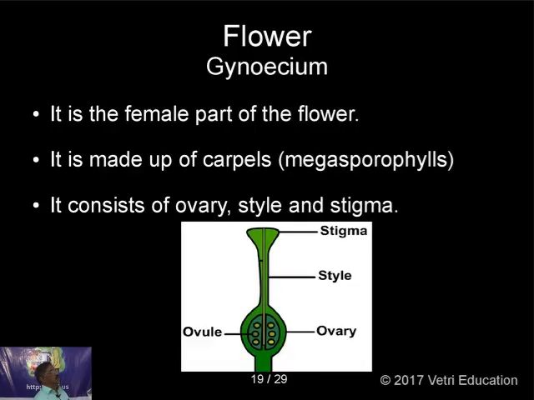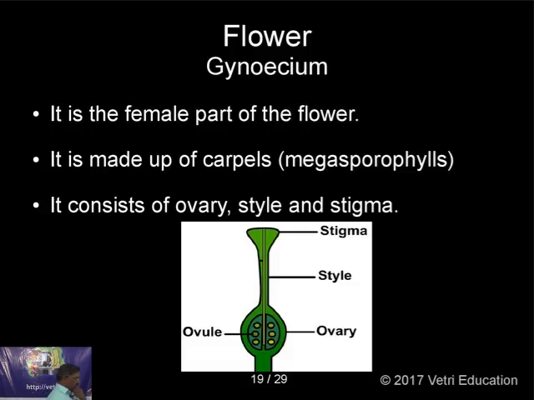Next, gynoecium. Next, we'll see the second essential organ, that is gynoecium. It is the female part of the flower. It occupies the fourth whorl of the floral parts and second whorl of the essential organs. It is the female part of the flower and it is made up of carpels, also called the megasporophylls. It consists of ovary, style and stigma.